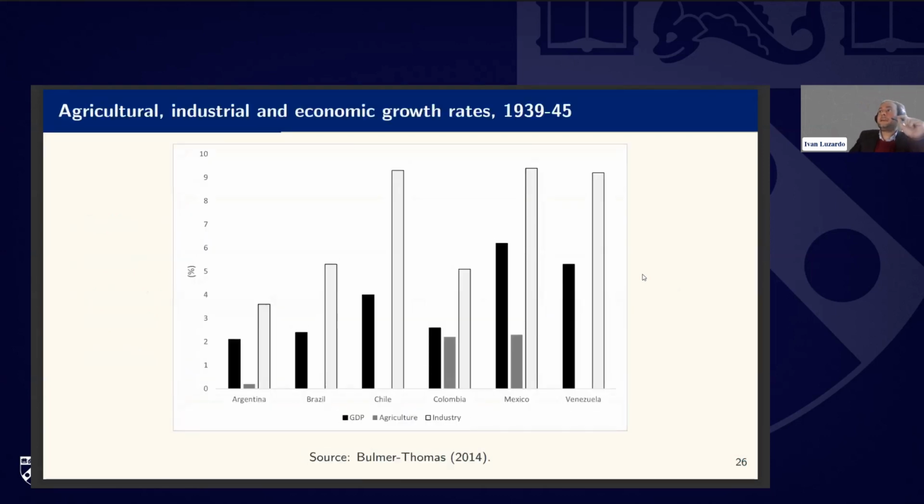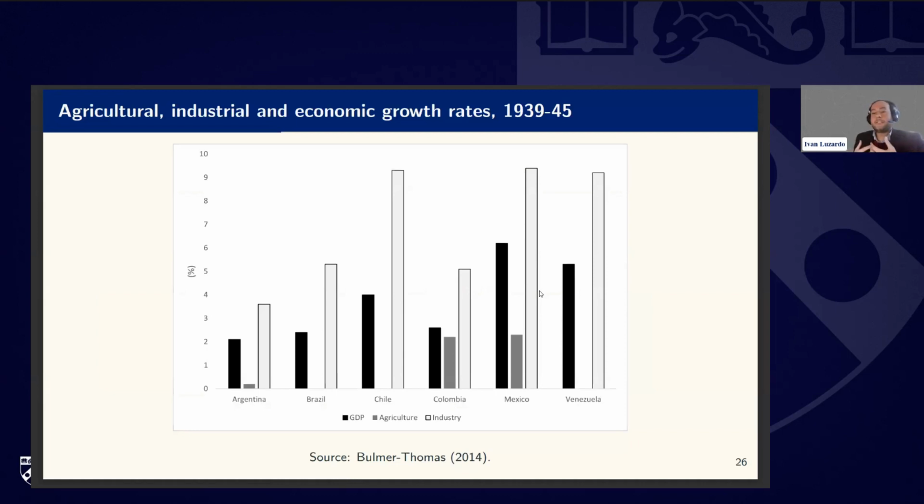Let's see the evolution of the GDP, the agricultural sector, and the industrial sector during the war. And again, what we can see here is that these countries saw an expansion in their GDP during the war. Basically, part of the mobilization for the war had an impact in these economies.